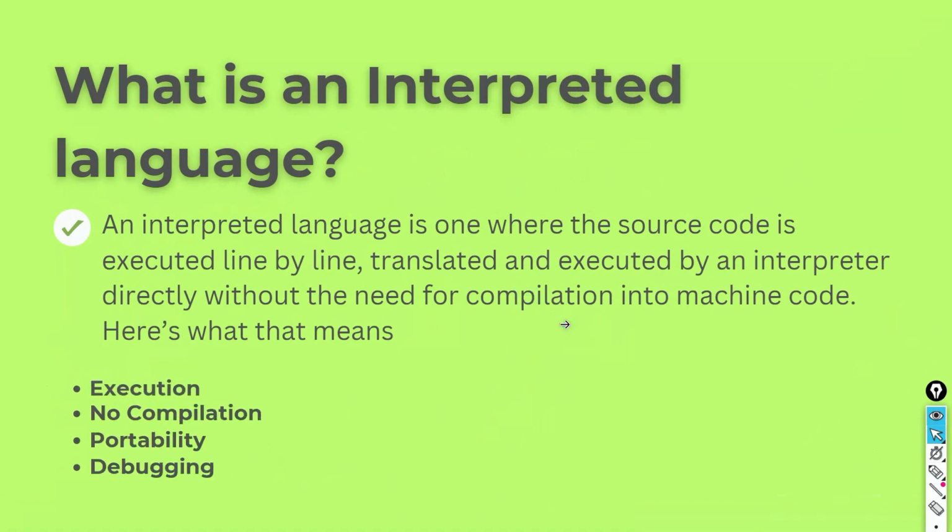What is an interpreted language? We have discussed already that JavaScript is an interpreted language. So let's understand what it means. An interpreted language is one where the source code is executed line by line, translated and executed by an interpreter directly without the need for compilation into machine code. Here's what that means. JavaScript is an interpreted language, which means that the code a developer writes is executed line by line.